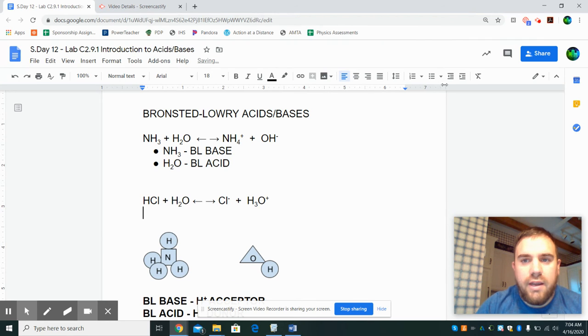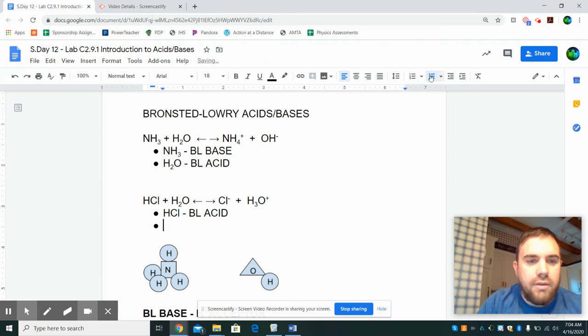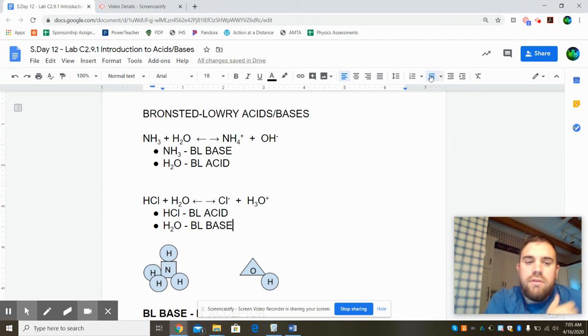We know that hydrochloric acid is a Bronsted-Lowry acid because it donates a hydrogen to the water. Wait, it donates it to the water, so the water accepts a hydrogen? Oh, so that means that water, in this case, according to Bronsted-Lowry, is a Bronsted-Lowry base. Here's the deal about water. It is what's called amphoteric. It can be both an acid and a base in terms of Bronsted-Lowry definitions.